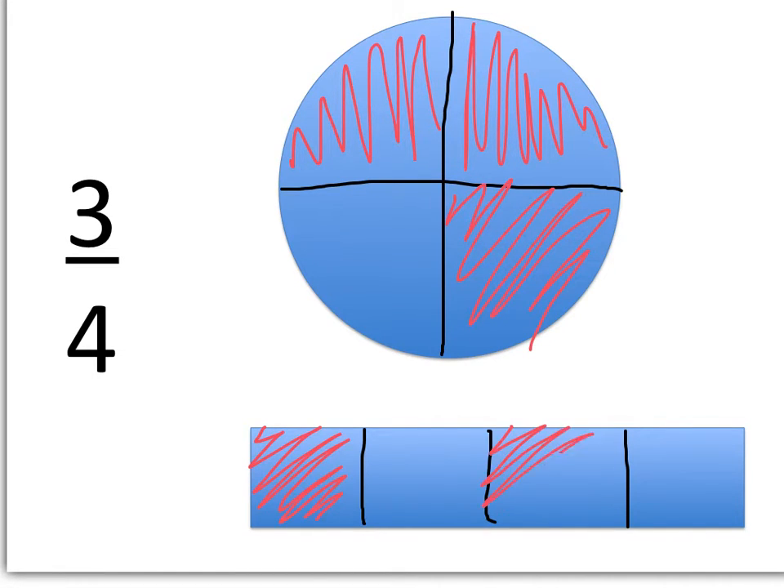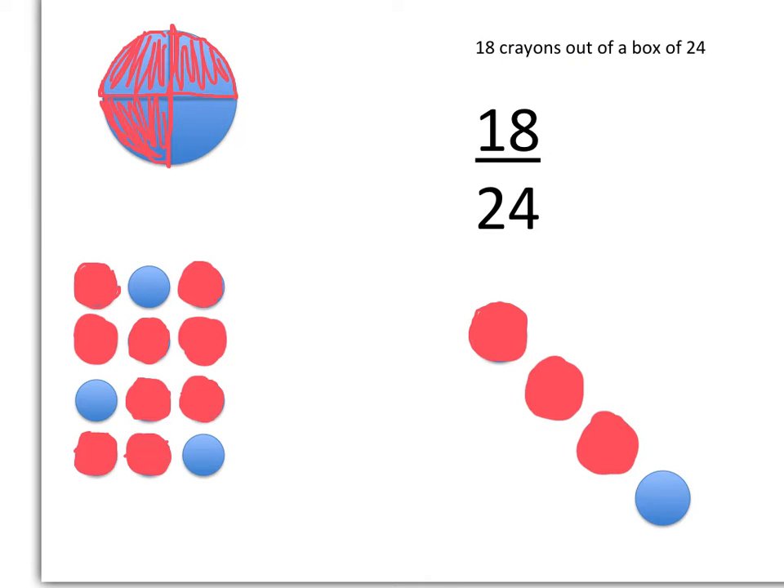They do not have to be all perfectly together. They can be mixed around. All these pictures represent 3/4. 3 out of the 4 are shaded in.